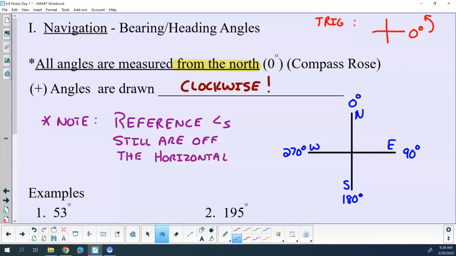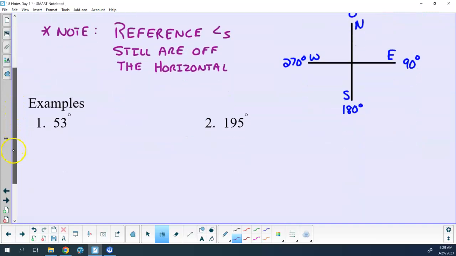We haven't changed that. So if you need to find a reference angle, it still would come off of the horizontal. Just now, well, we'll get into it here. As I say, 210 degrees is not 210 degrees anymore. 210 degrees is now, what's that, 240 degrees. So it's kind of a goofy type thing. So let's do some examples here of that.